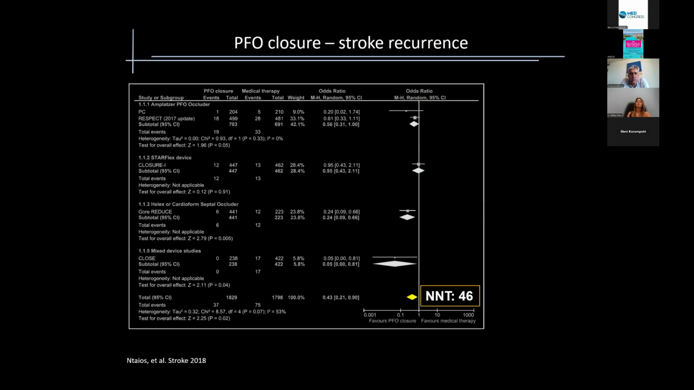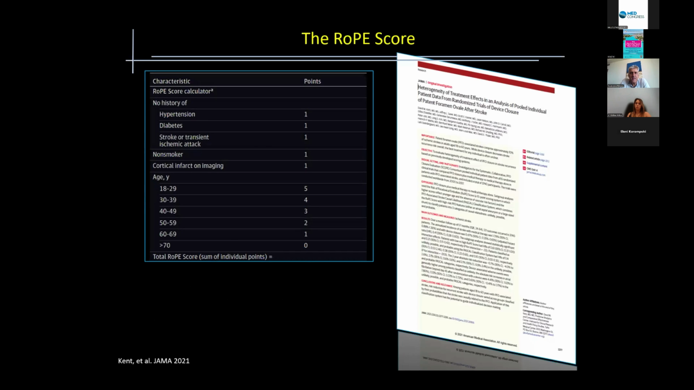And if you look at the number needed to treat, it is 46, especially taking into consideration that this applies only to a follow-up duration of approximately 2 years. So it might be the case that if you follow those patients for a longer period, this number needed to treat might become even lower, although 46 is really an excellent number. But it's not the same for all patients. It gets a bit personalized.